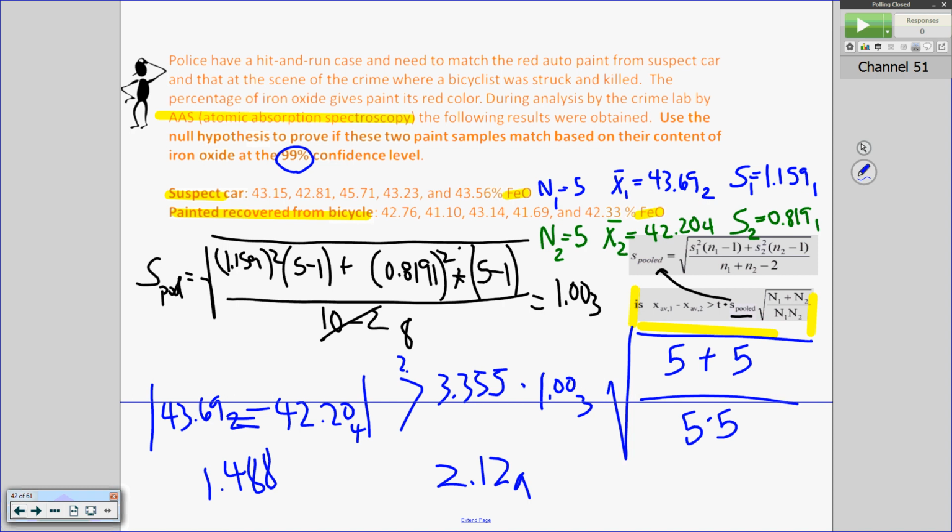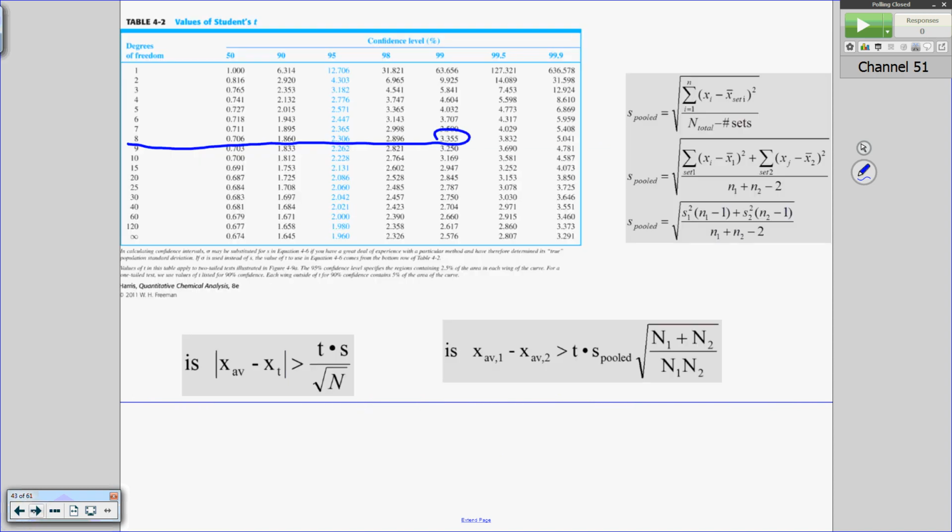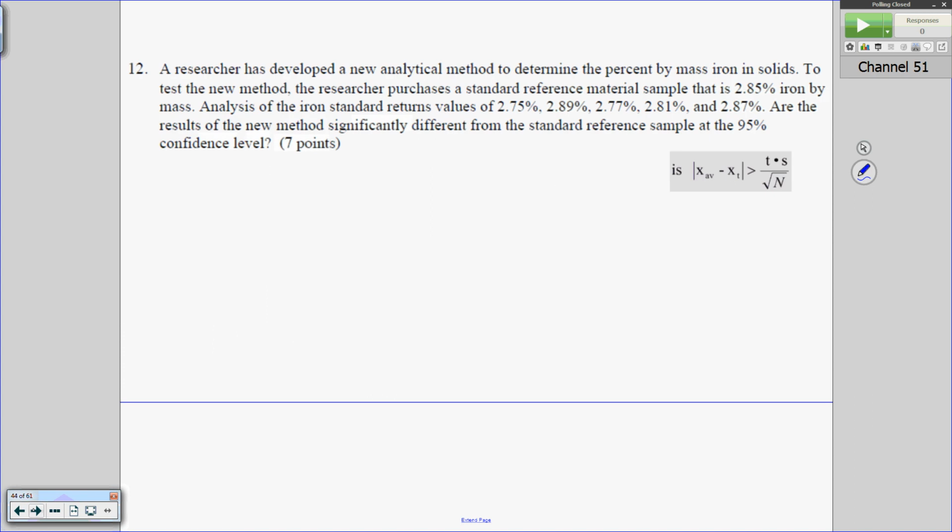So the F table was the one where we have two different standard deviations. Okay, that's where I'm missing. Yeah. This one, you add all of those sets together. Okay. Let's look at the next one. So this is last year's test question, I believe.